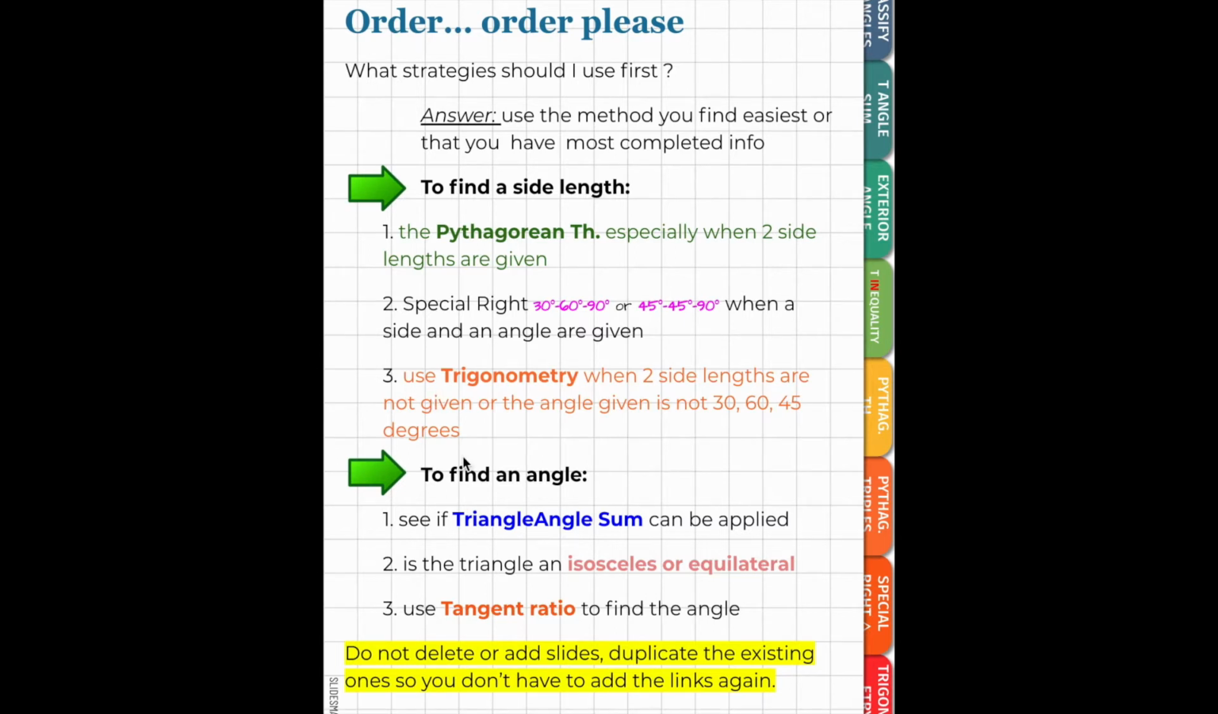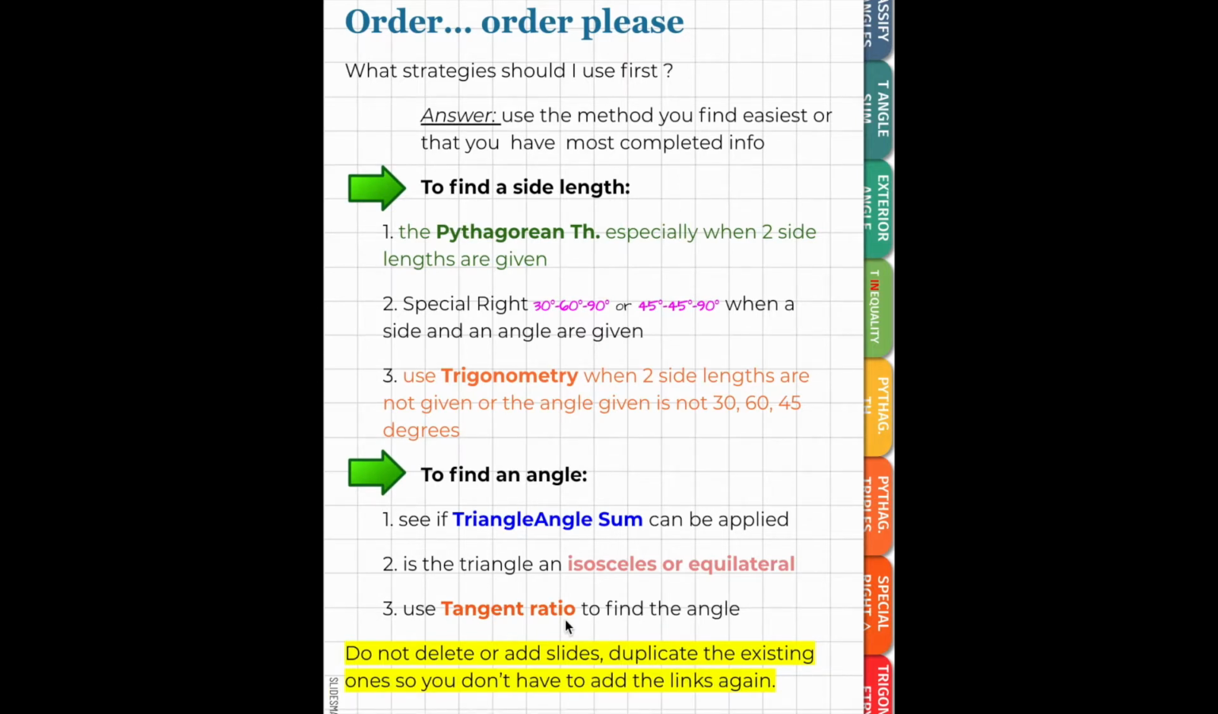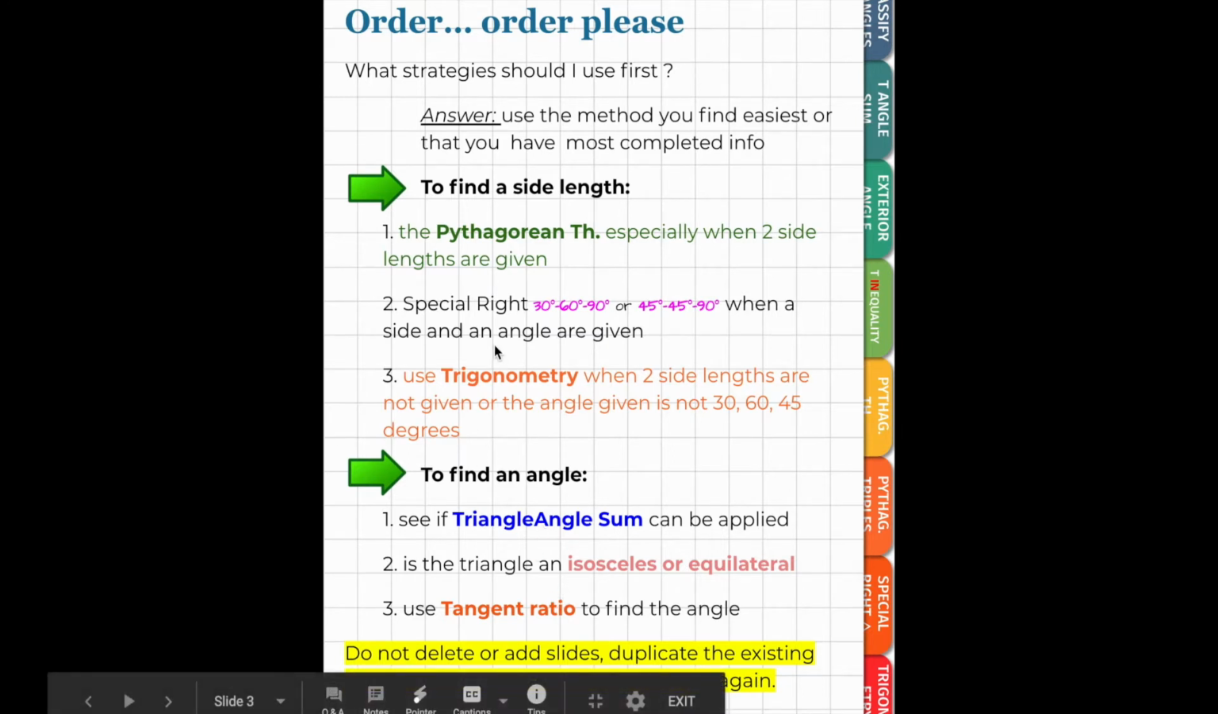And to find the angle, which one do I use first? First, you're going to use the triangle angle sum. And you're going to see if the triangle is isosceles or equilateral, and use those to apply and find the angle. So you can see trigonometry is where we save it for the last part, when we are unable to solve using one of the other two methods.